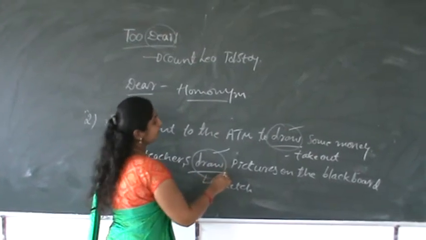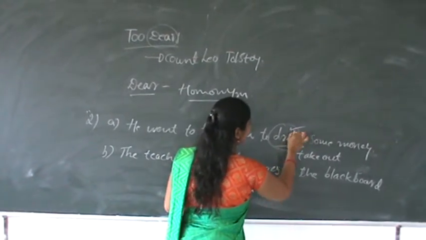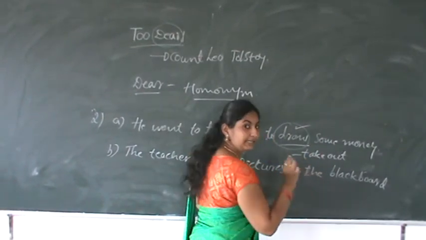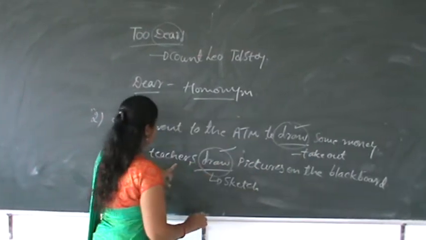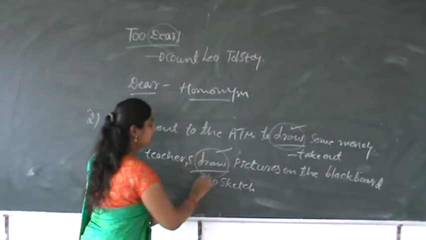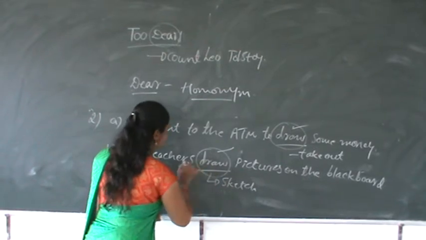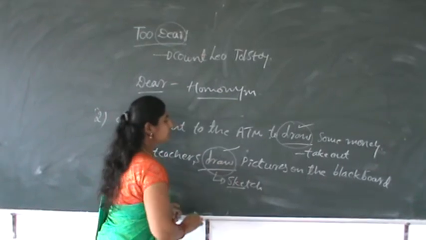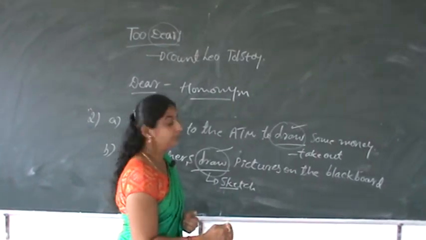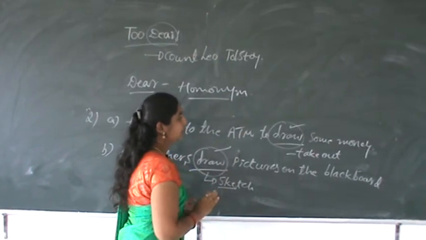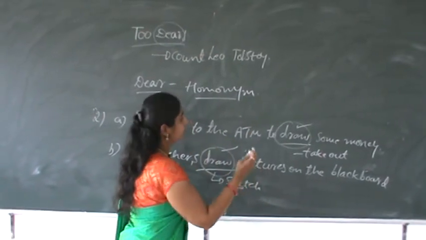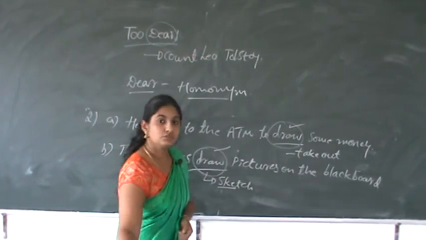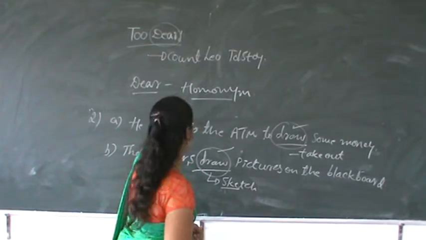So here also we can identify the same word with the same spellings and the same pronunciation. Draw means to take out some money in the first sentence. But in the second sentence, the same word gives a different meaning. The teachers draw pictures on the blackboard, so draw means sketch. Here also we can identify the different meaning, but the word has the same pronunciation as well as the same spellings. Such words are called homonyms.